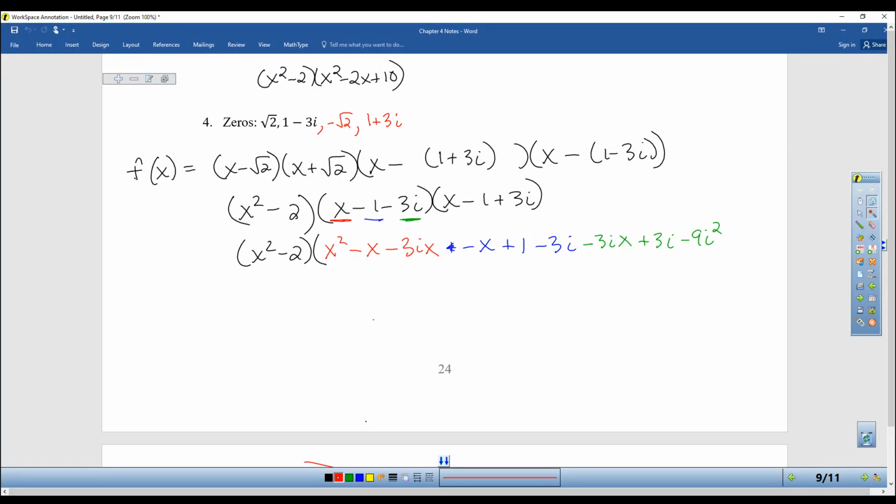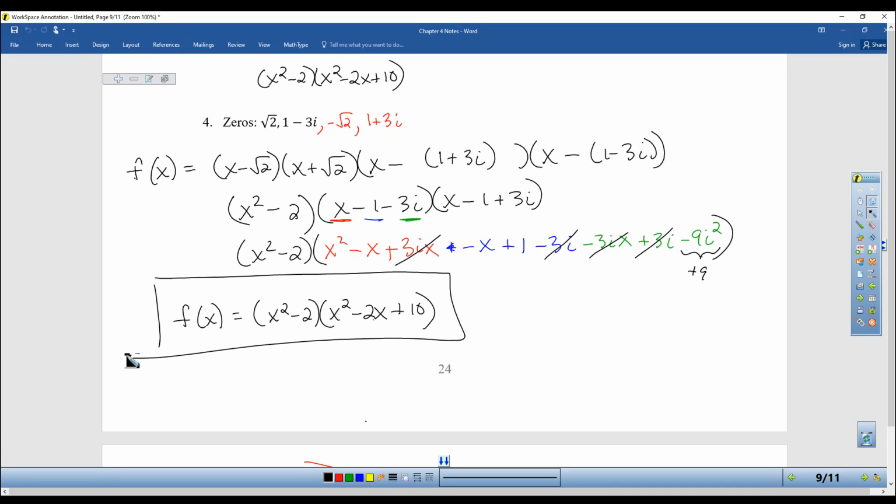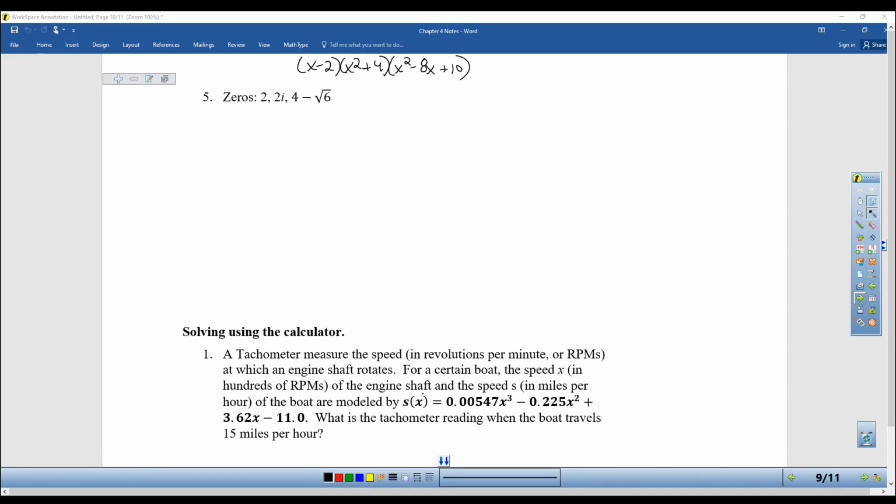And hopefully you caught it. I did make a little mistake. This is a plus 3ix. Okay, so the 3ix's cancel, the 3i's cancel, and the 9i squared, that i squared is a negative 1, becomes a plus 9. For a final answer of x squared minus 2 times x squared minus 2x, don't forget that little 1 there, goes with the 9, plus 10. These are long and hard. You guys have really come a long way since the beginning of the year.